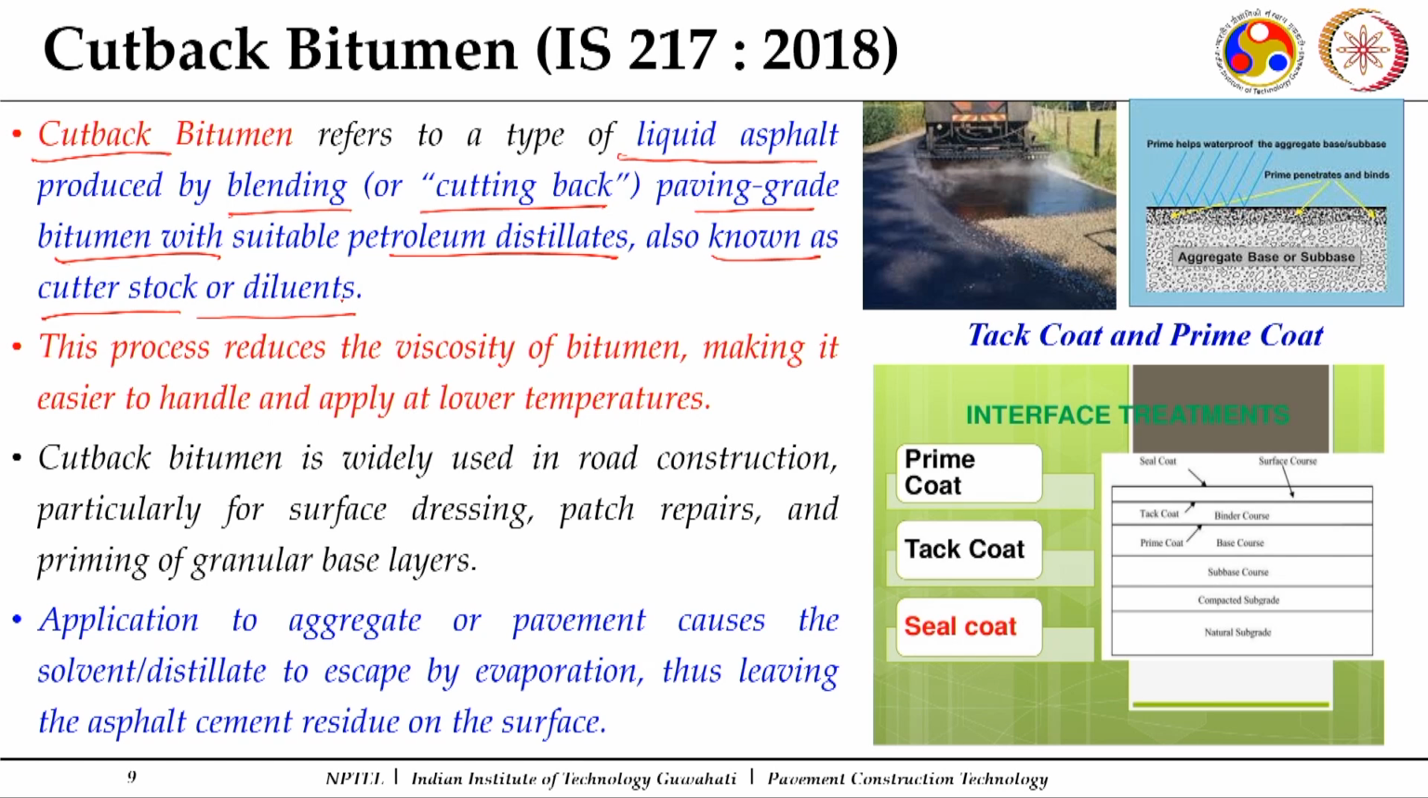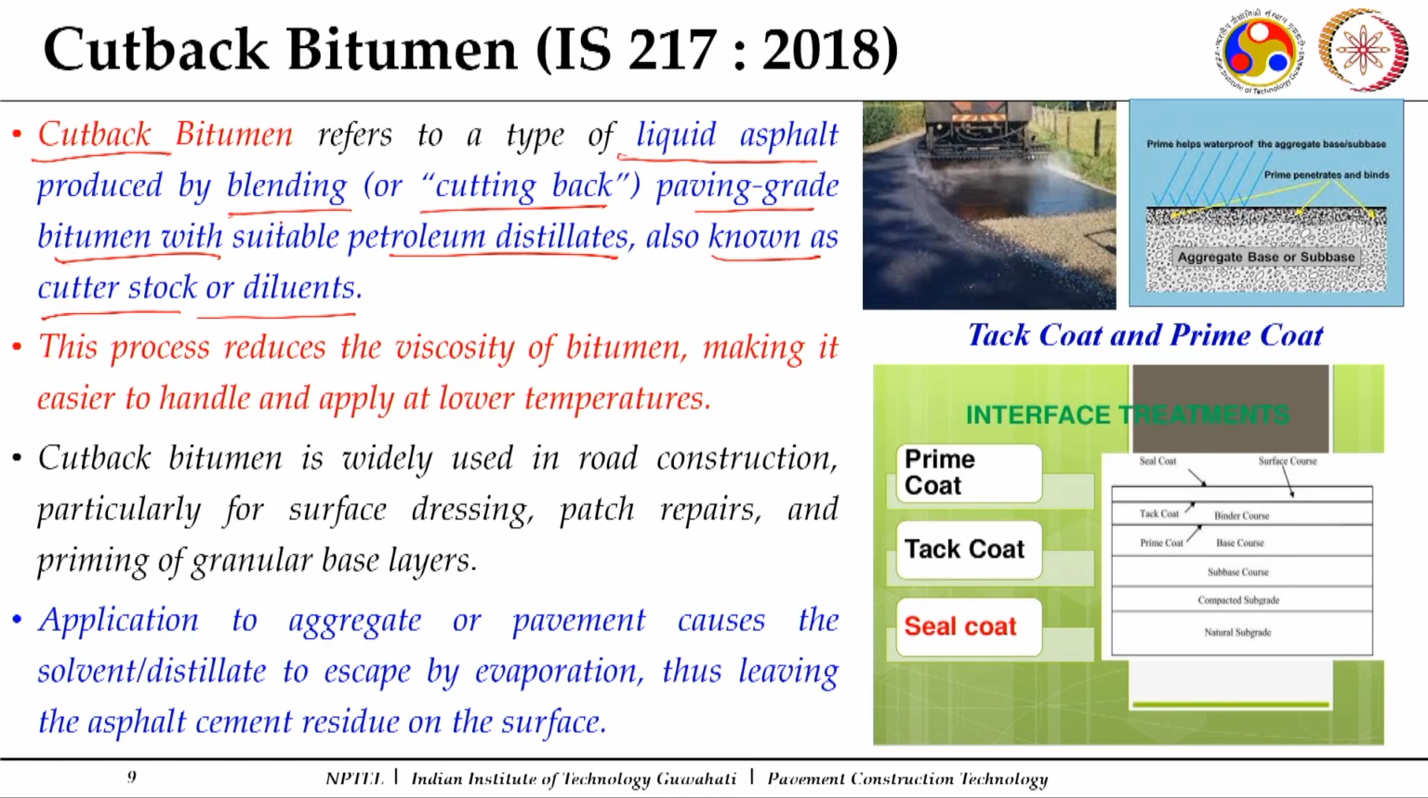So we are producing this cutback by adding certain petroleum distillates, and we are bringing its viscosity down. And with this particular one, we can apply it to the aggregates at lower temperatures also, because otherwise when you need to coat the binder over the aggregates at ambient temperatures, it is stiff, in a semi-solid state. So the binder needs to be heated to temperatures around 150 degrees centigrade, and then aggregates also simultaneously need to be heated, and then they need to be mixed.